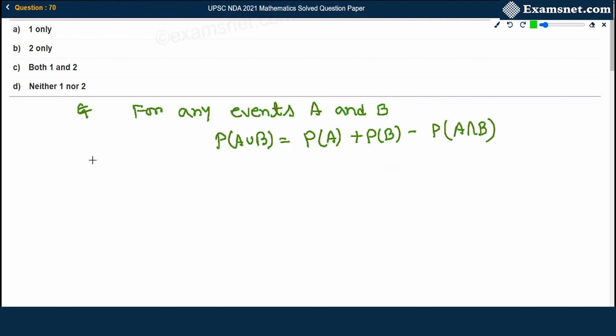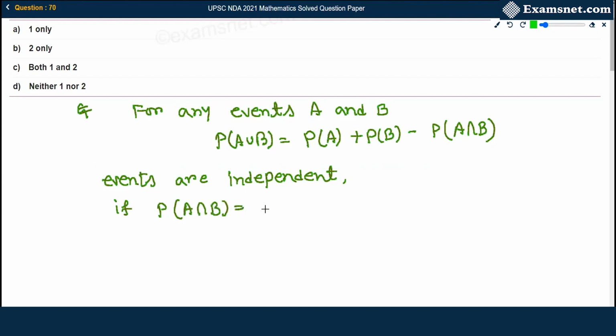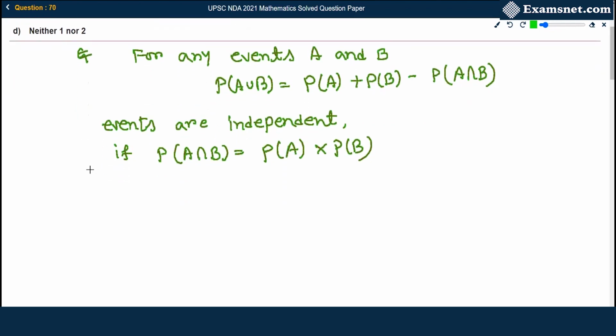Now, if the events are independent, let's say A and B are two independent events, then probability of A intersection B is P of A multiplied by P of B. So the product of the probability of A and probability of B equals the probability of A intersection B. Now, if events are mutually exclusive.